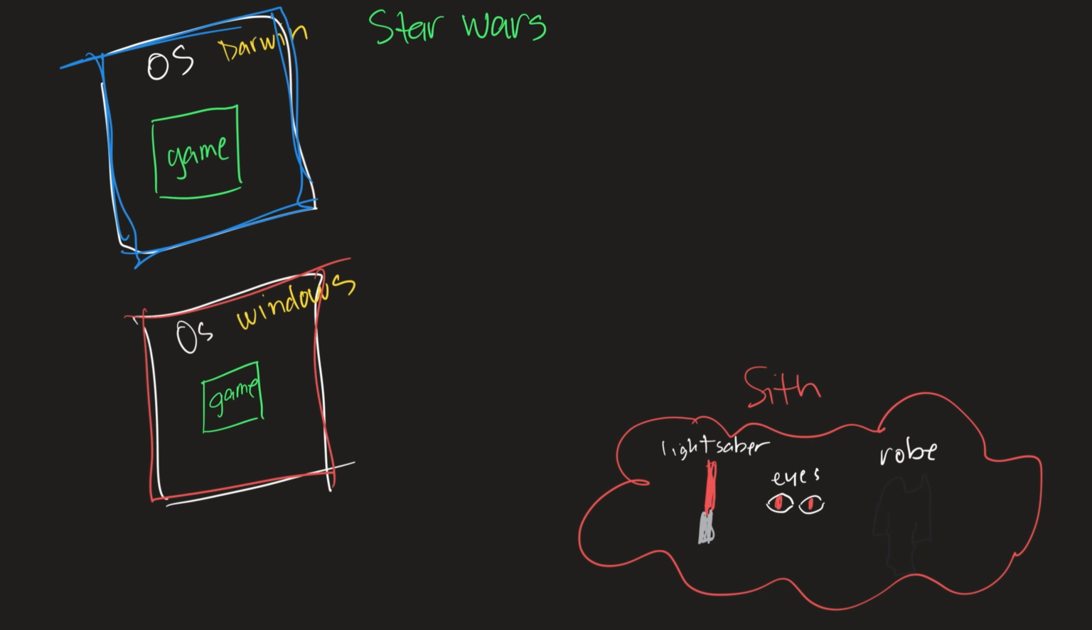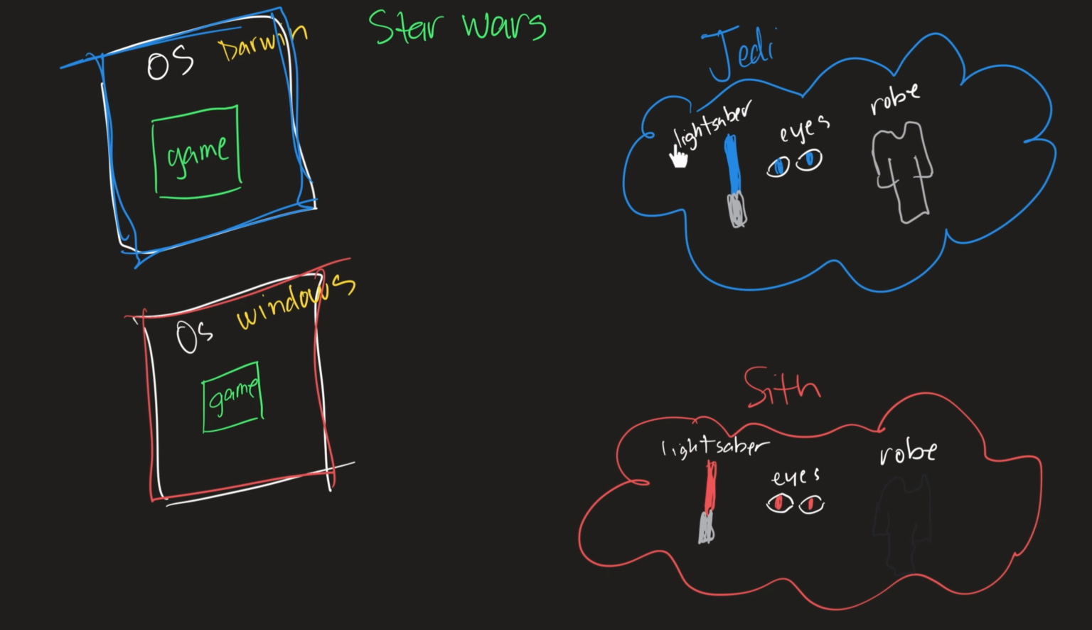And if you're on Mac OS, the accessories available to you as a Jedi are going to be a blue lightsaber, a pair of blue eyes, and a white robe. So again, the accessories available to you are OS dependent. So now let's take a closer look at the game.